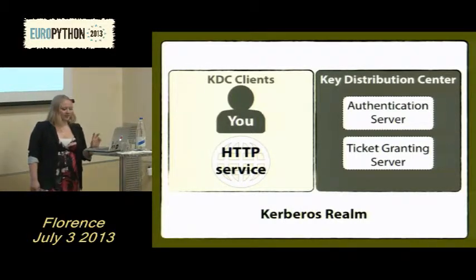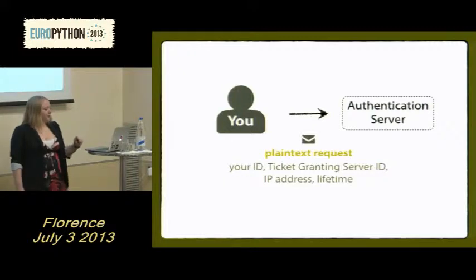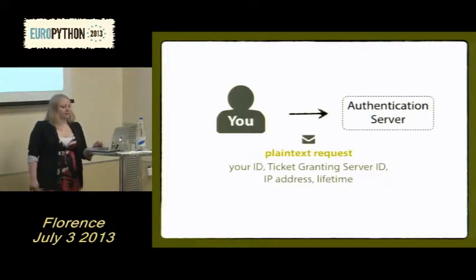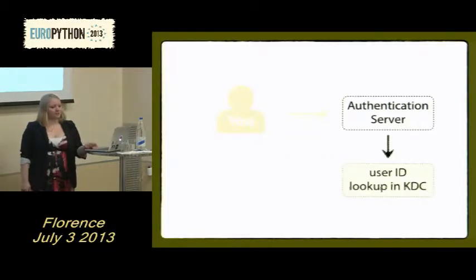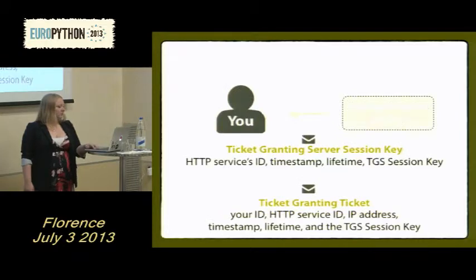And you want to access like an HTTP service, just basically a website. And so when you log into a machine or you kinit into your machine, you send just a plain text request to the auth server. And the auth server just looks you up, says, all right, I can find you, and gives you two messages back, one that you can read and one that you cannot. And it just contains this information, the ID for the service that you want to access, and then a ticket to go to the ticket granting server.